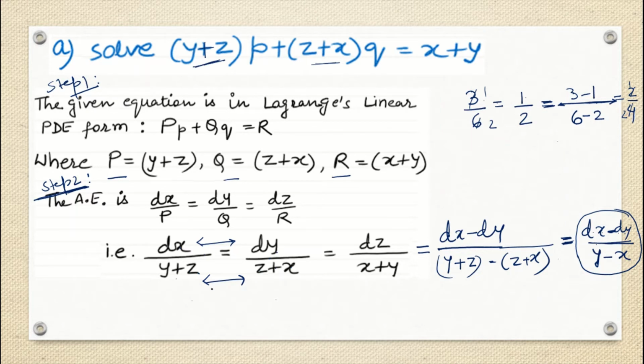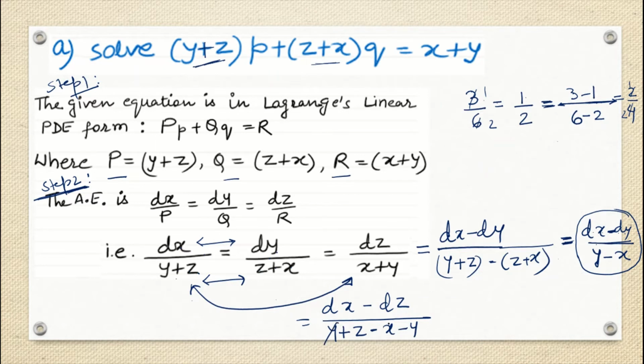Similarly, if I try subtraction between the first and third fractional terms, the numerator will have dx minus dz, and this I am equating with the remaining fractional terms, and then the denominator will have y plus z minus x minus y. So I have cancelled out y and y. So this is nothing but dx minus dz, and the denominator is z minus x.